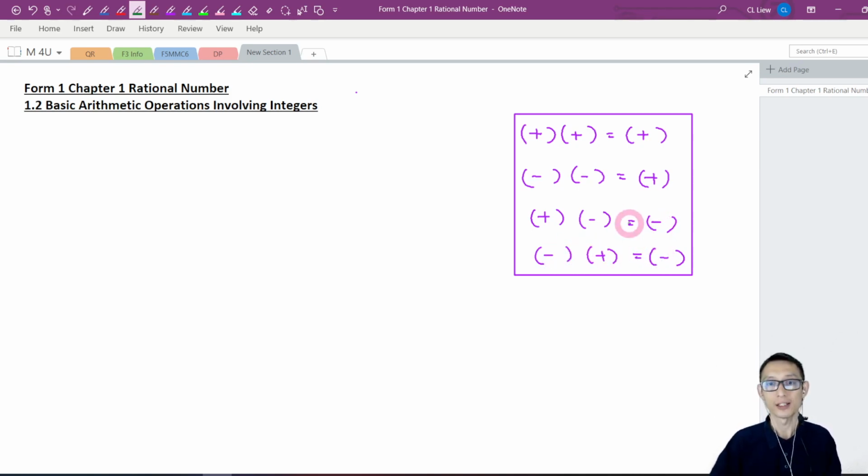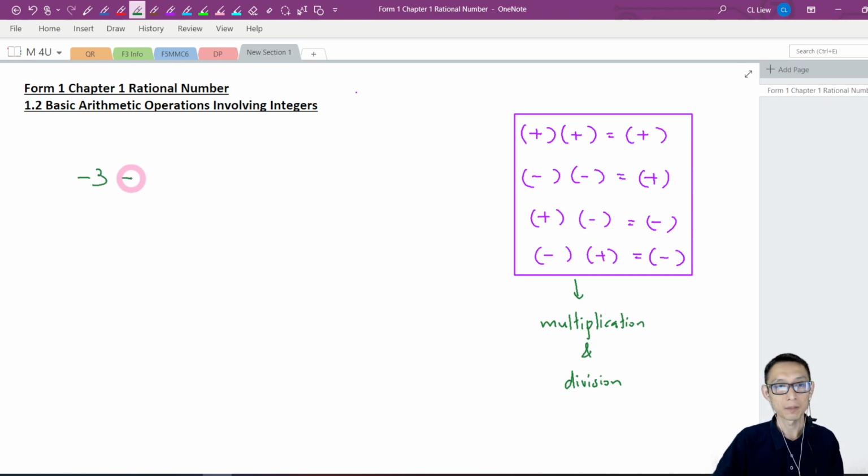But don't get confused. This rule is only applied for multiplication and division. This rule is not for addition or subtraction. Let me give you an example. Let's say negative 3 minus 10. If we say negative, negative becomes positive, then 10 plus 3, you get 13. It's actually not correct. This rule is for multiplication and division, not for addition or subtraction.